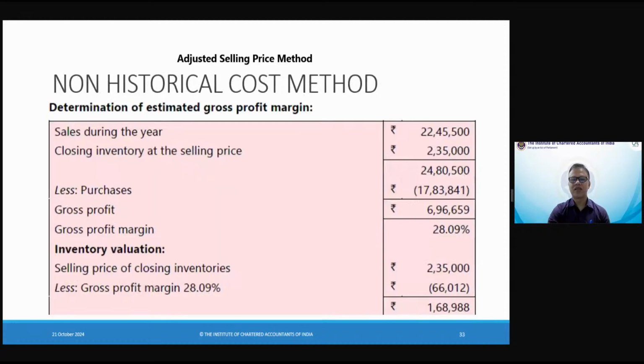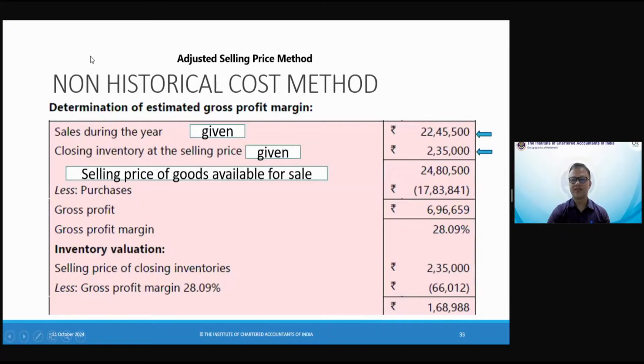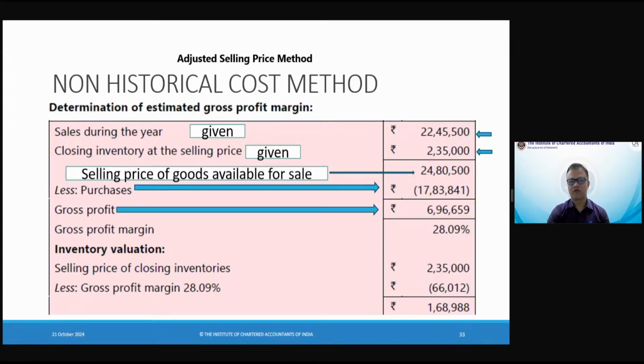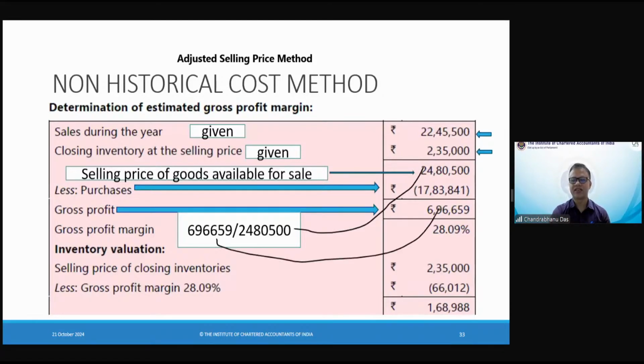Now we have sales during the year, and closing inventory is given, so we get the selling price of the goods which are available for sale. Once we get that, we can deduct the purchases from there, and we get the gross profit. Because we have to find this through the adjusted selling price method, we need the gross profit margin. We get the gross profit margin by dividing this 696,659 by the sales of 24,500, and we get 28.09% as our gross profit margin.